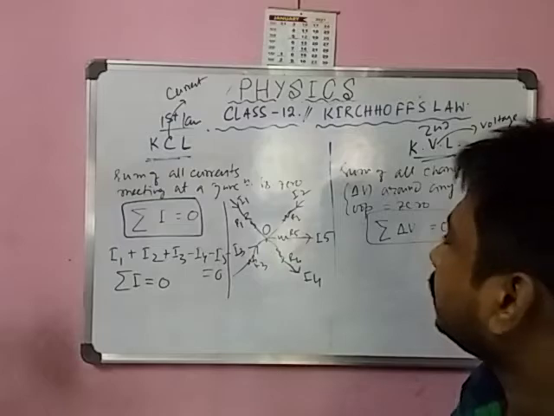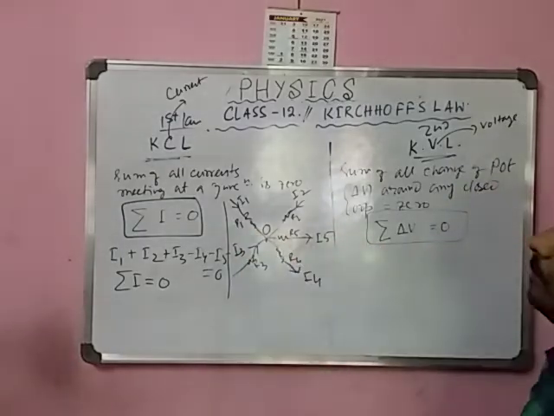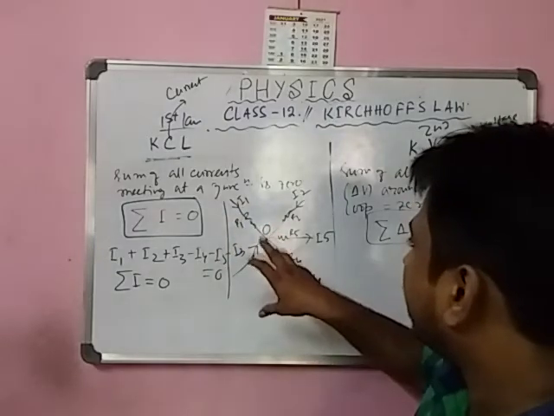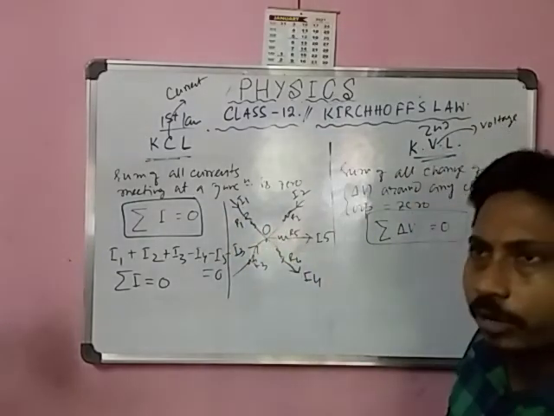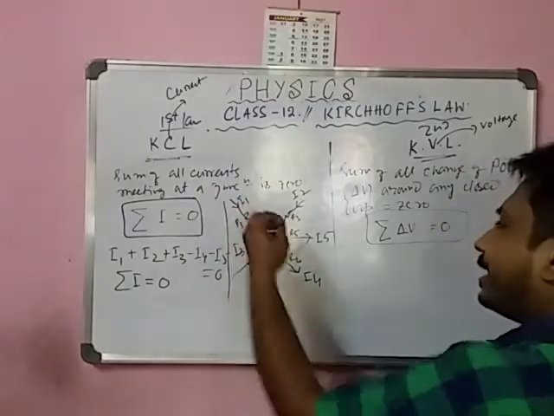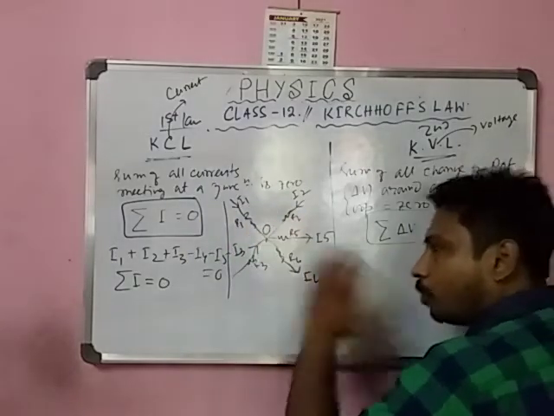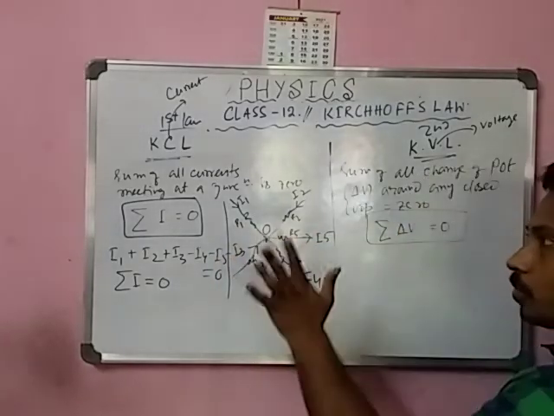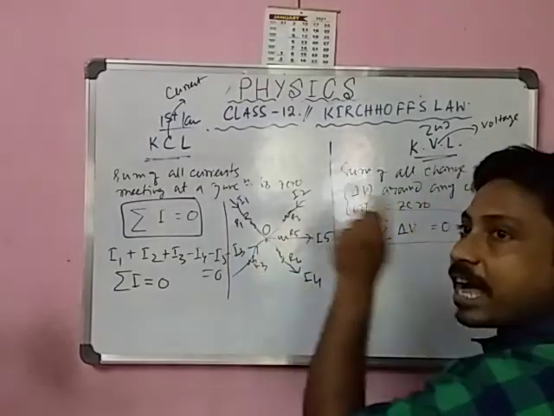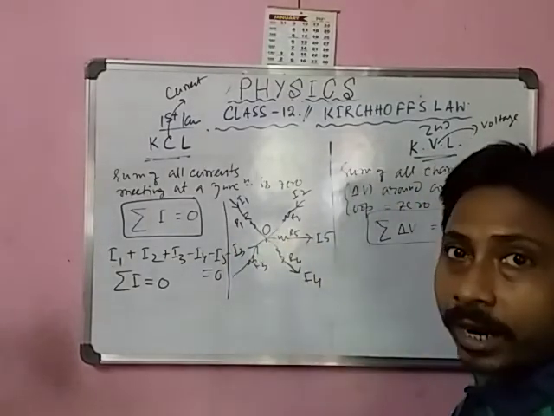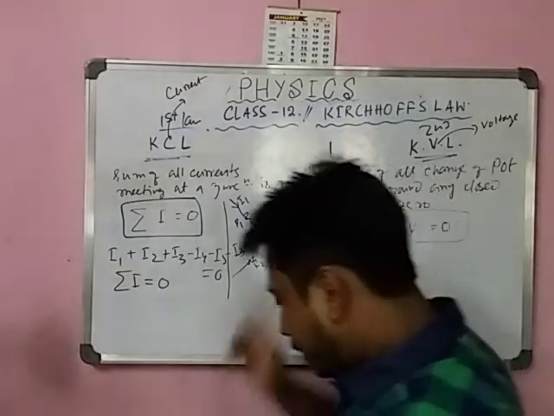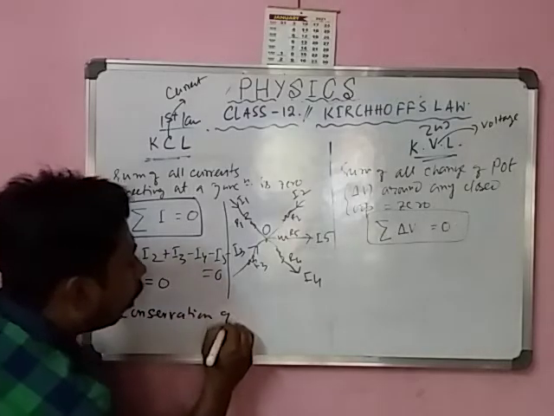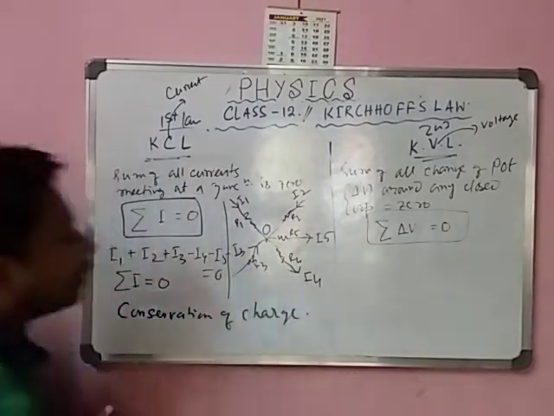Now back to the KCL. See, in this KCL, all the currents meeting at a junction means no charge is accumulated here. The charge entering and the charge leaving are equal. It means no charge accumulated at this point. So you can say this is for conservation of charge.